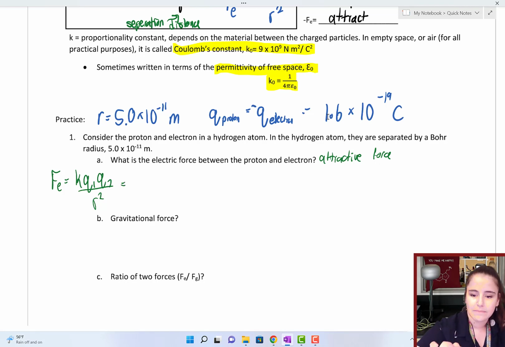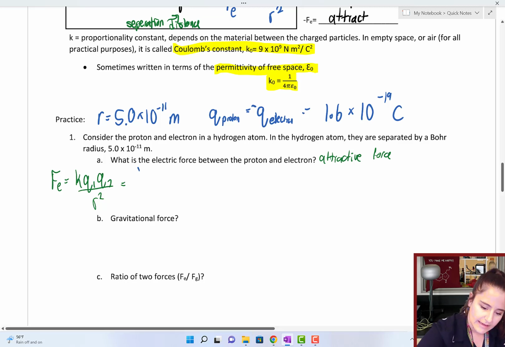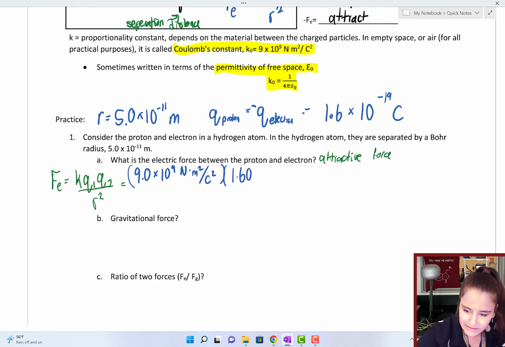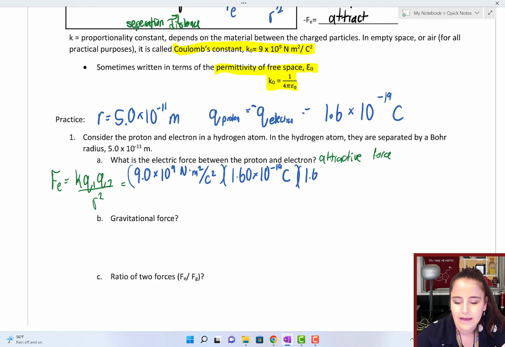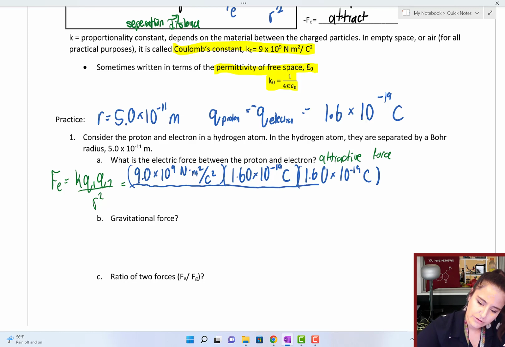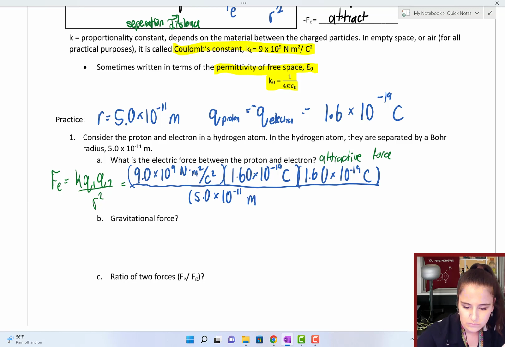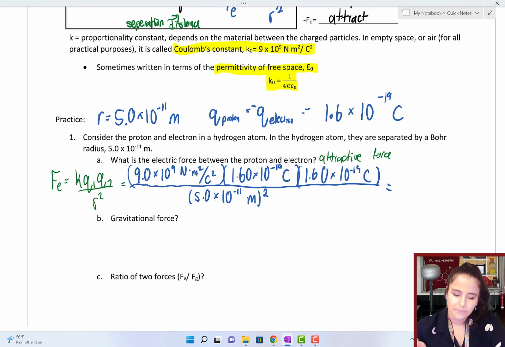Okay, so plug in my numbers. k is 9.0 times 10 to the 9th newton meter squared per coulomb squared, times q1, which is 1.60 times 10 to the negative 19 coulombs, the charge on a proton, times the charge on an electron, which is negative 1.6. But again, if I'm just calculating the force, it's easier to just do it with the absolute values, divided by the distance between them squared. Okay, and then we have to plug that all into our calculator.